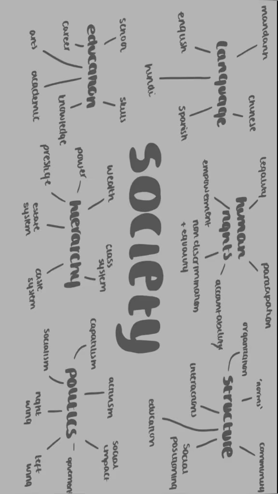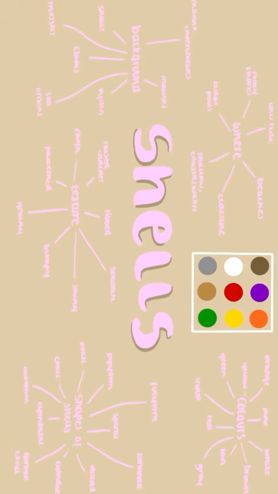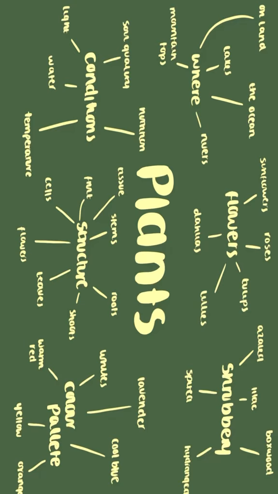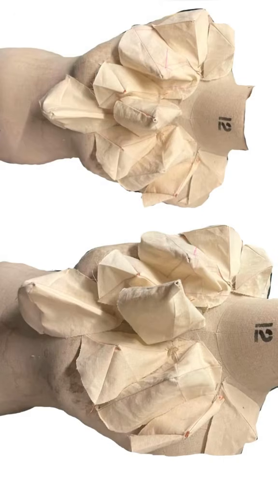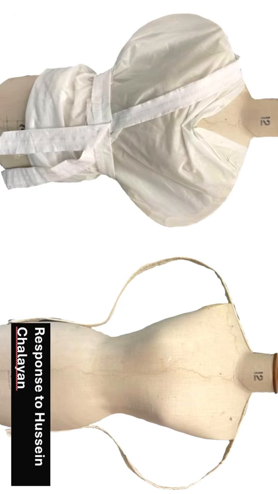To start off my FMP, I created mind maps and mood boards based off of the theme structure. For these ones, I looked at structure, plants, shells, society. Then I moved on to making some samples. I created some 3D samples like this, and I also used some wire to manipulate it and how I wanted it to look.